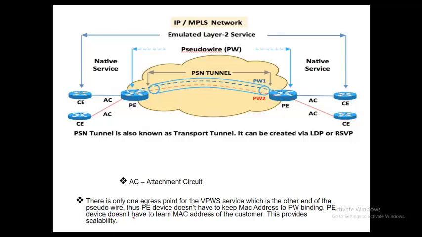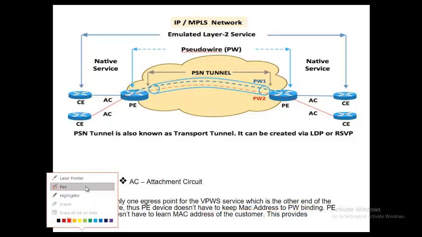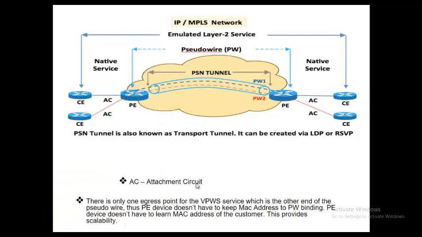Thus, the PE device does not have to keep the MAC address to pseudo wire binding. They need not maintain a MAC address table because whatever remote device you want to reach, this is the only option. Why do I unnecessarily maintain the MAC address of the remote device? Whether I learn the MAC address or not, that's the only way for me to go out. So the PE device does not have to learn the MAC address of the customer. This is for VPWS because it's point to point.